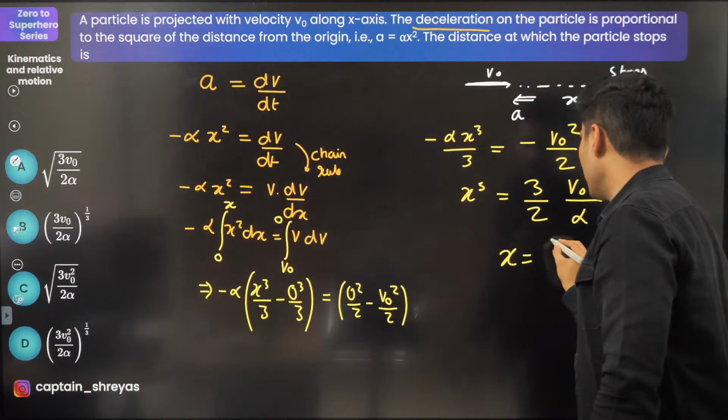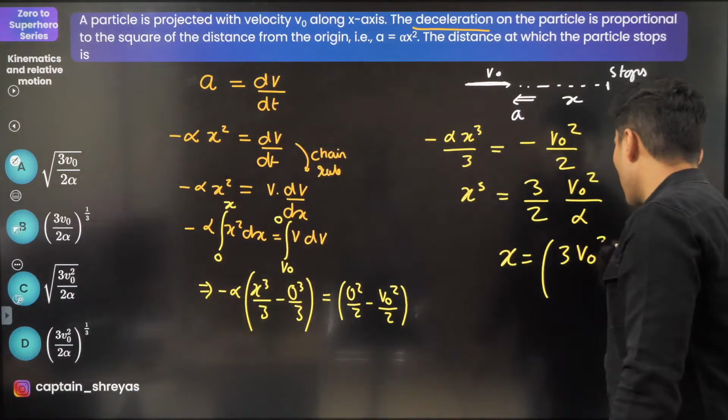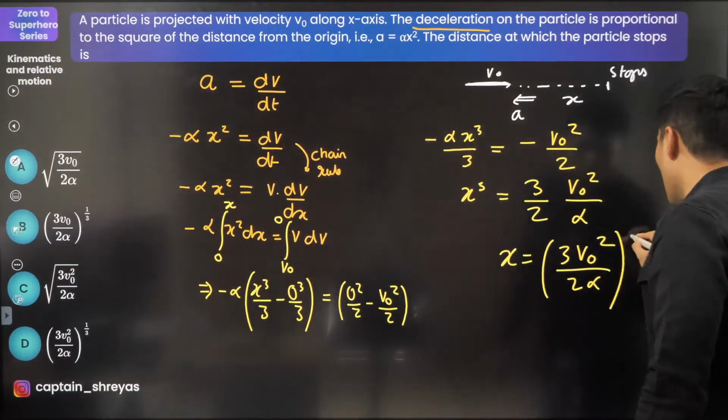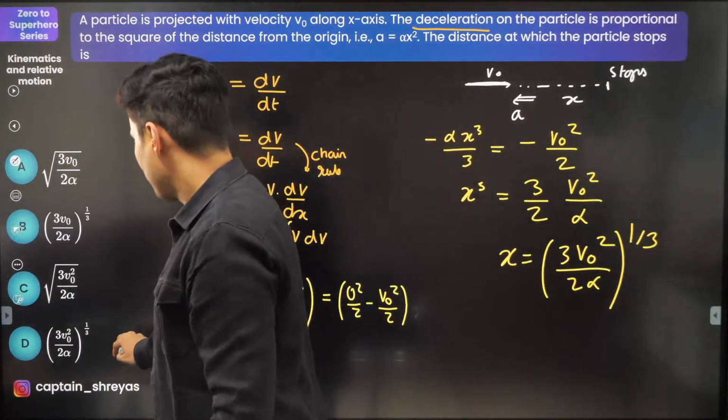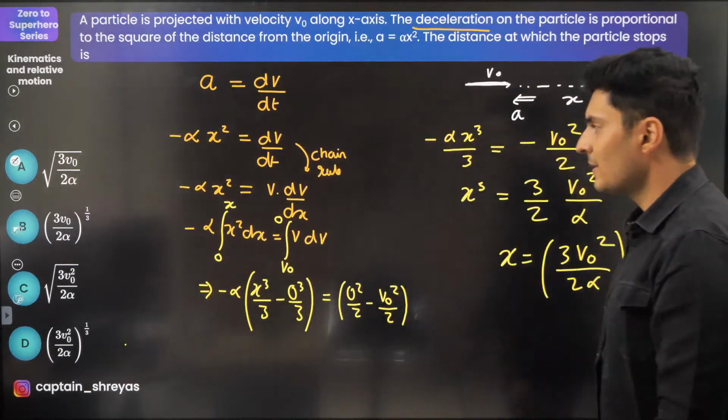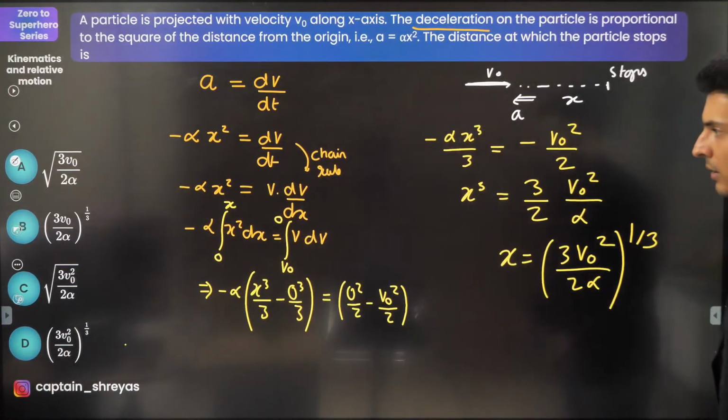So x will be (3 v naught square by 2 alpha) whole raised to 1/3. That's option D. Yep, option D. It's 3 by 2, v naught by 2 alpha.